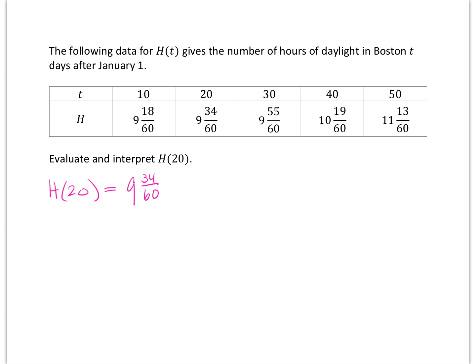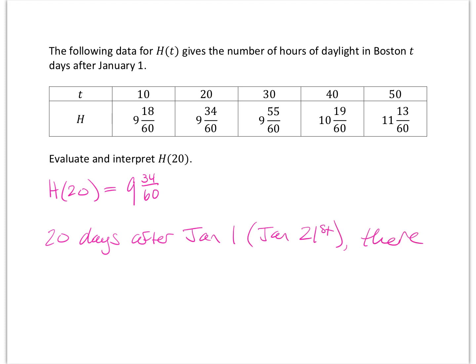So that's our interpretation. 20 days after January 1st, which would be January 21st, there are 9 hours and 34 minutes of daylight in Boston.